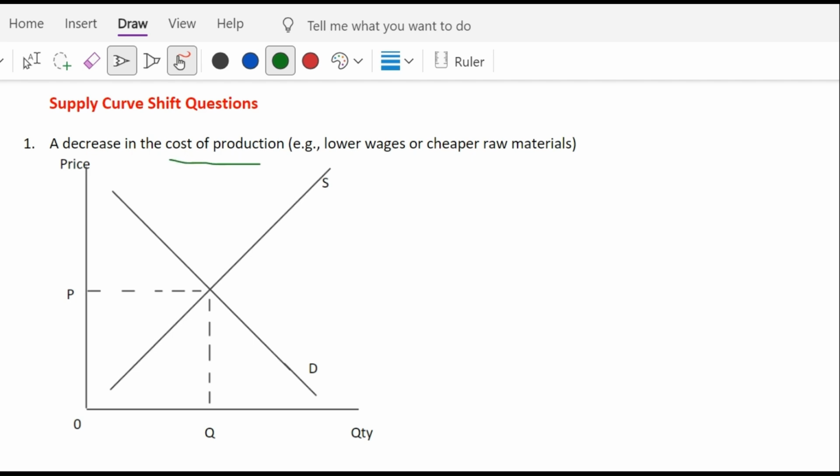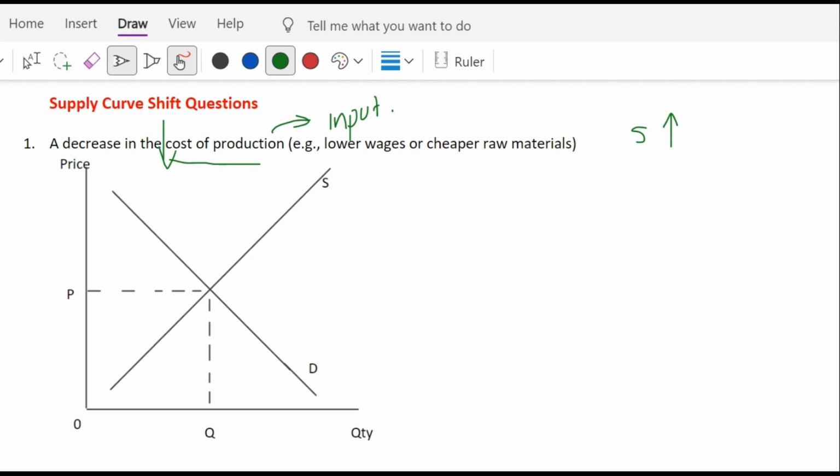Cost of production includes the expenses or the costs incurred in the production line. The input costs basically. When the input costs decrease, that means it's cheaper for the supplier to supply that particular product. It's cheaper for them to produce it and hence to supply it. As a result, supply will increase. That means there will be a shift to the right in the supply curve.